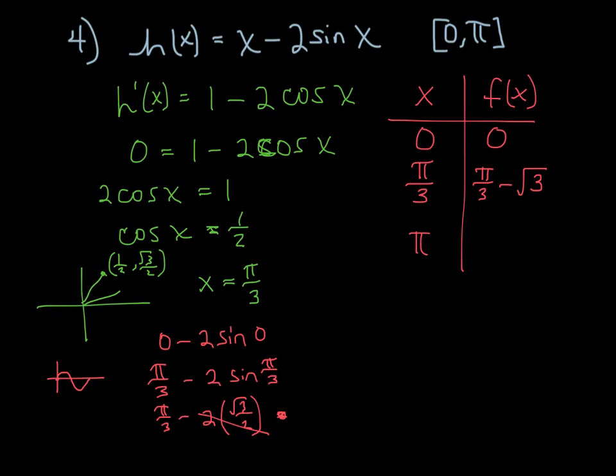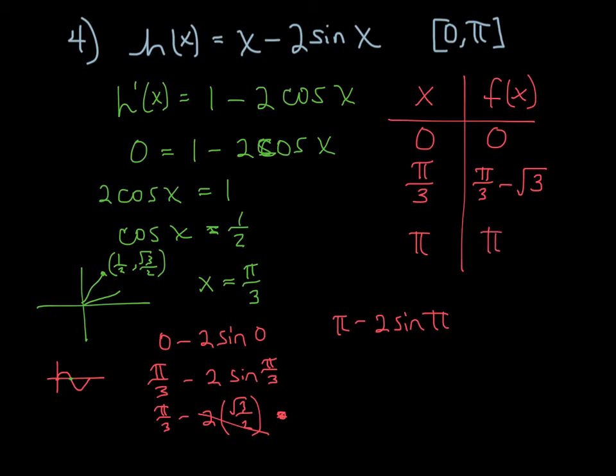So I would have pi minus 2 sine of pi. All right, well, sine of pi, going back to my graph over here, pi I know is right here, and so again I see that the sine of pi is 0, and so 2 times 0 is 0, so this is just equal to pi.